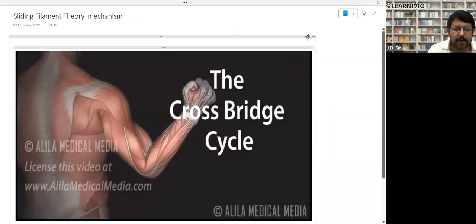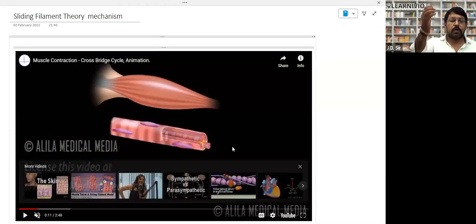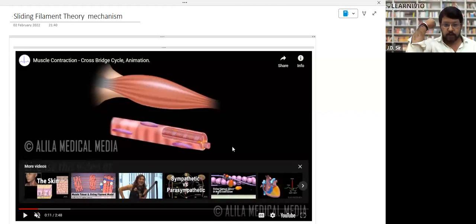Sliding filament theory explains how muscles contract or relax. When we contract, what happens? Actin and myosin fibers slide like this, and muscle contraction takes place. Suppose I am folding my hand. Actin and myosin slide over each other like this. This is muscular contraction. Energy is spent during the contraction. That's why we need to put in some power.